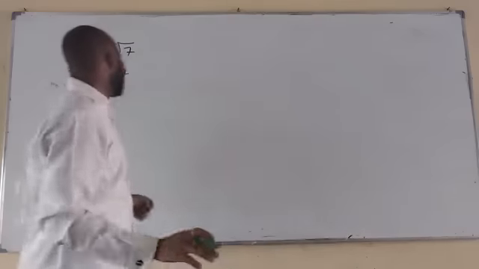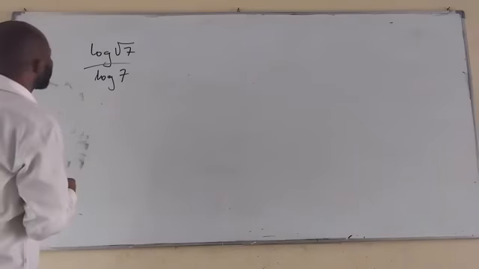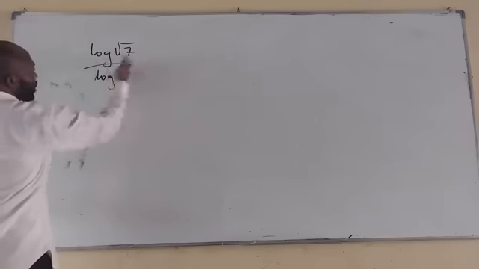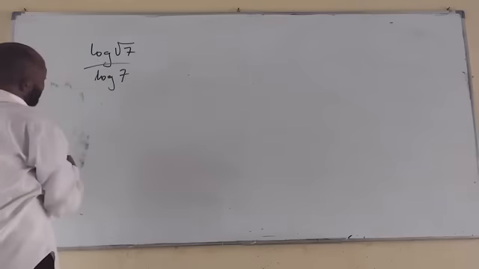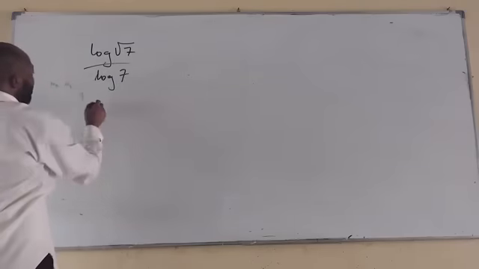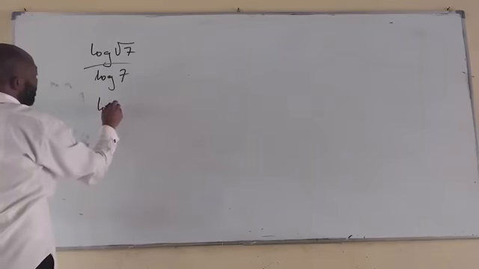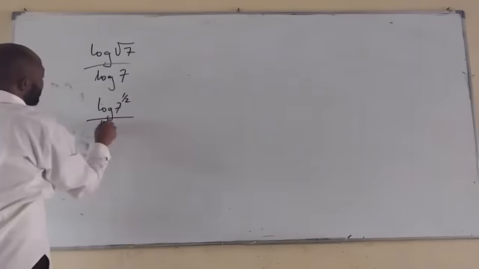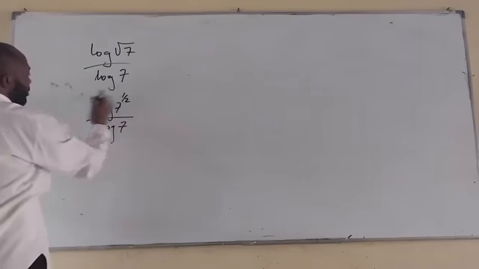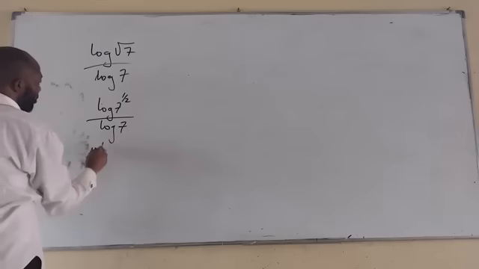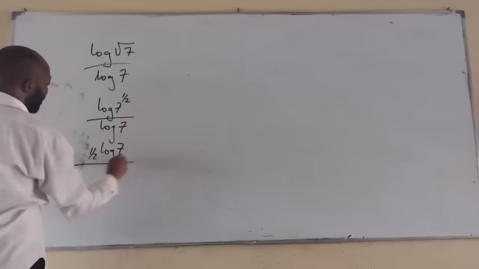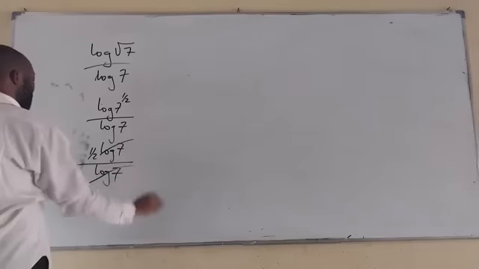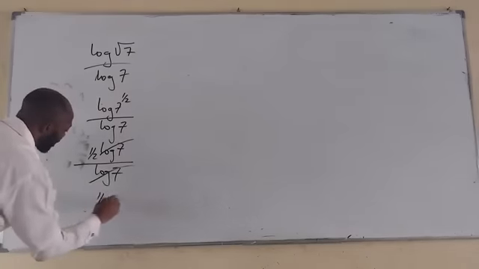Here we're almost having the same thing, but the only difference is this root. Even though we would have been able to just cancel it, since they are both log 7 and we'd have 1, because of this root, we know from the power law that log root 7 is the same as log 7 raised to the power 1 over 2, over log 7. So we multiply: 1 over 2 log 7 divided by log 7. The log 7 are the same, so our answer is 1 over 2.